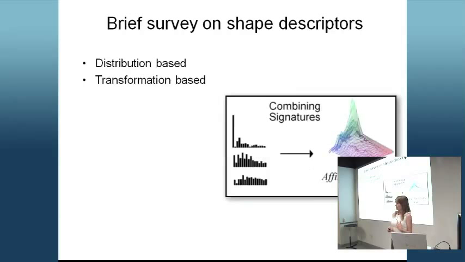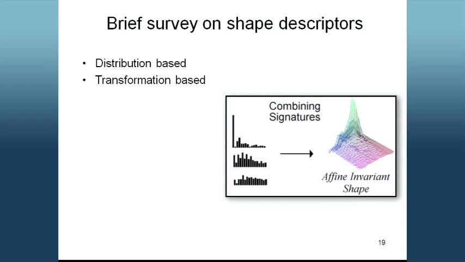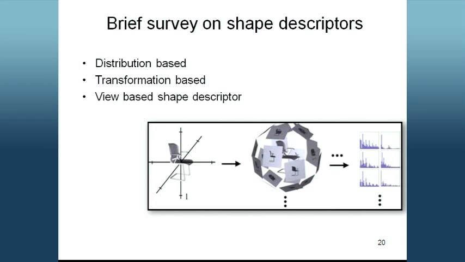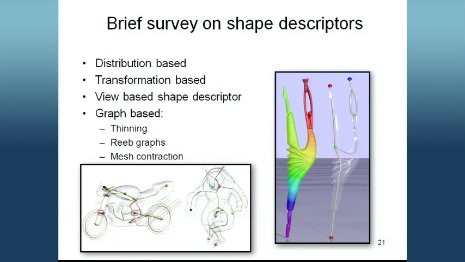The next class of shape descriptors is transformation-based shape descriptors, which transform the original shape into some frequency domain, and then usually a few low frequencies are used as a signature of the shape. Then a view-based shape descriptor is a shape descriptor computed on 2D images of a 3D object. And finally, the final class of shape descriptors that I would like to mention today is graph-based shape descriptors, and there are several methods here.